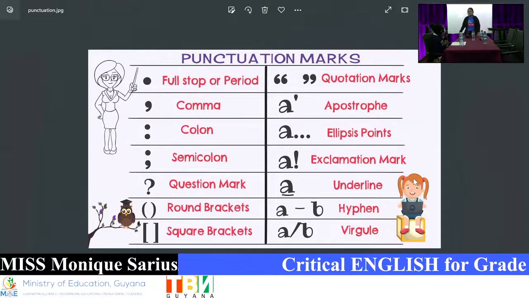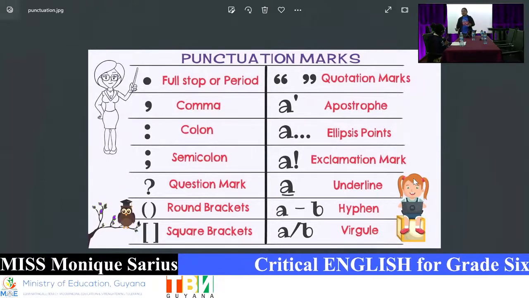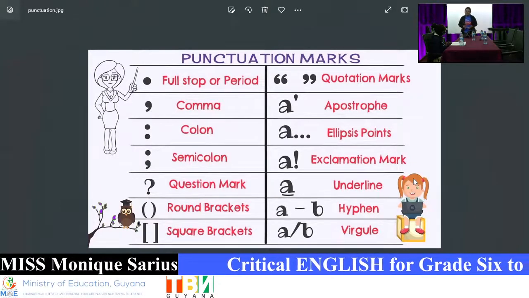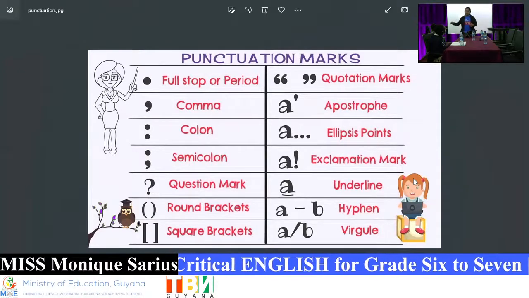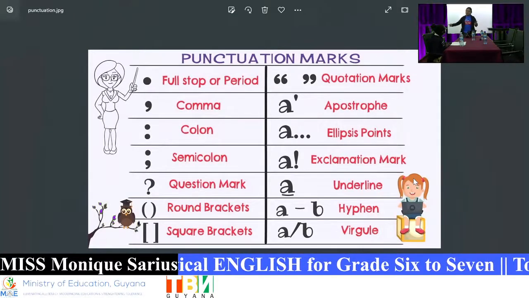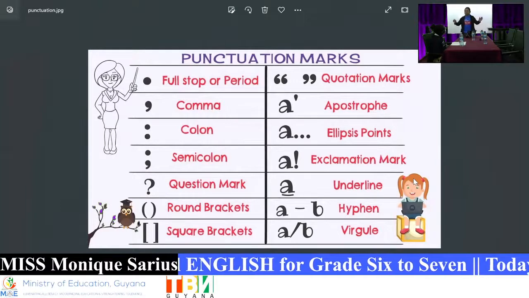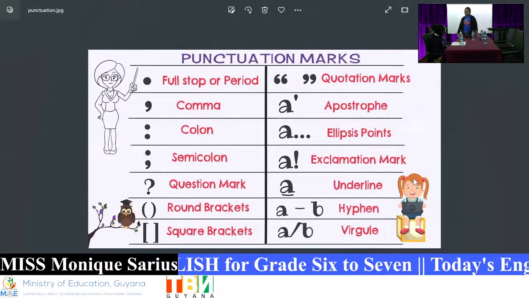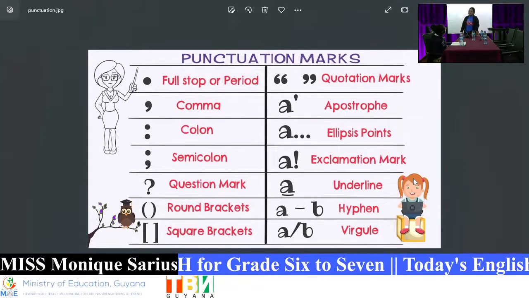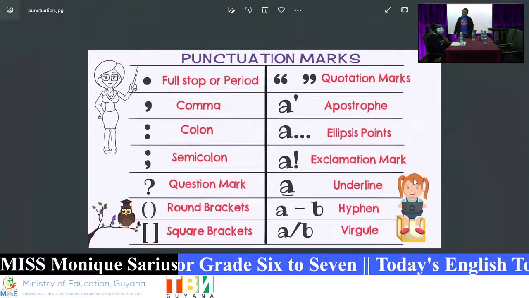So maybe if you're making a list of things: I'm going to the market to pick up rice, pigeon peas, garlic, onion, ... pepper, full stop. We know you left out some of the words or some of the things that you were going to pick up at the market. Good, very good. So give me another one.